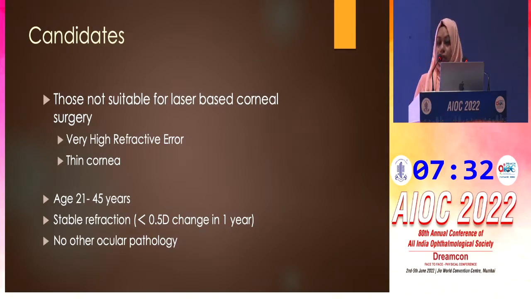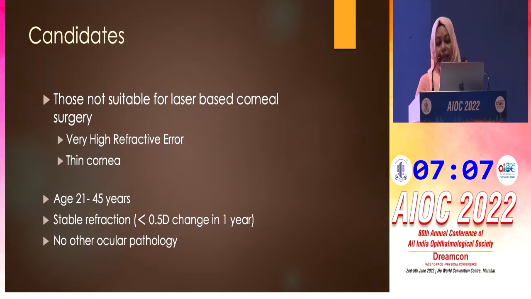Those patients who have very high refractive power or have a thin cornea and are not suitable for LASIK, or the K value is too steep or too flat, these are the patients that can go for ICL. Age is around 21 to 45, we'll keep it to that, and the refraction has to be stable for 1 year. And no other ocular pathology would be better.